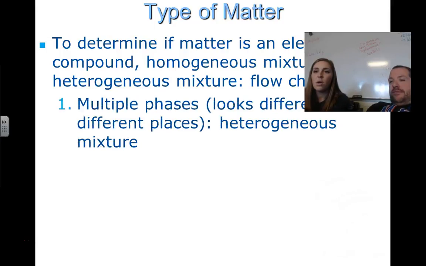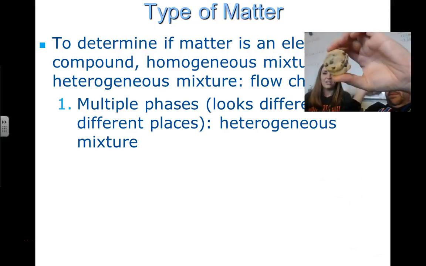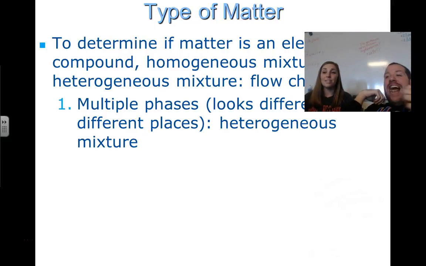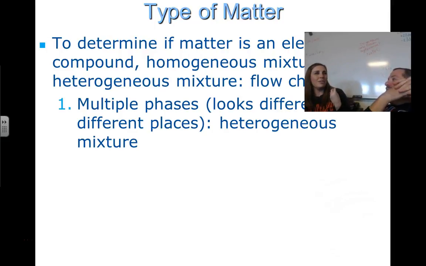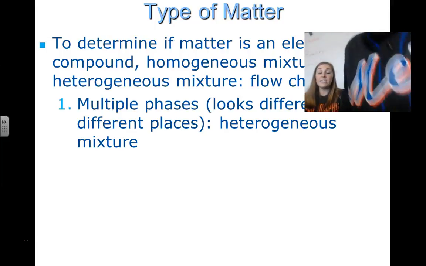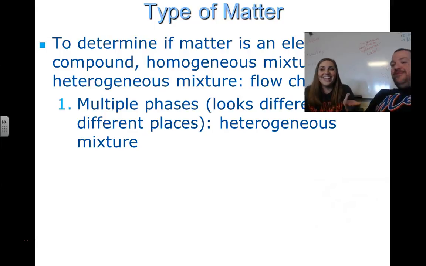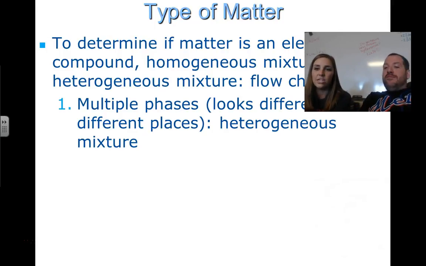So here's the first thing to ask: is there more than one phase? If there are multiple phases, as in it looks different in different places. See that chocolate chip cookie? Did each little piece that hit your mouth taste a little different? There's a little chocolate bit, there's a little cookie bit. So it has different phases, the chocolate chip phase and the cookie phase. So if it has different phases, it's a heterogeneous mixture.